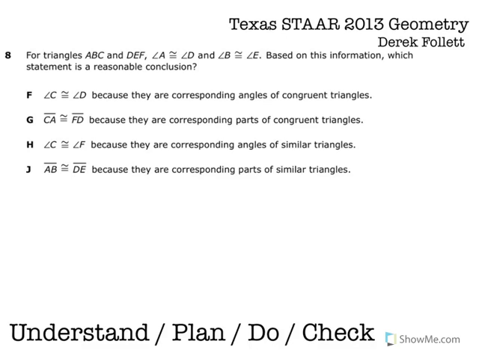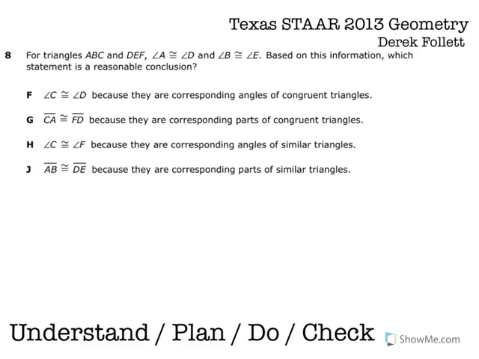This is the Texas STAAR 2013 geometry test, and this is question number 8. It says, for triangles ABC and DEF, angle A is congruent to angle D, and angle B is congruent to angle E. Based on this information, which statement is a reasonable conclusion? Then it has 4 different conclusions.